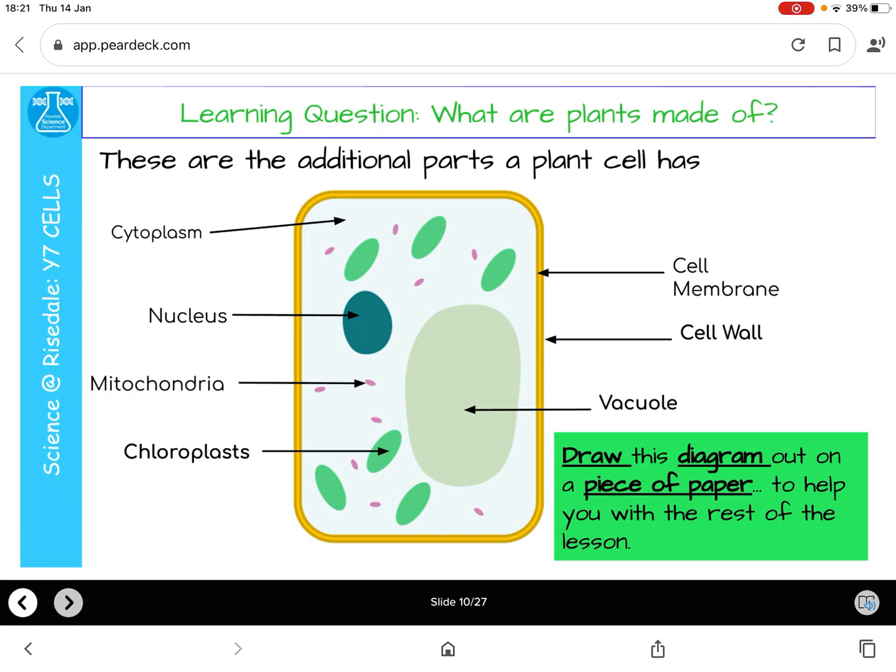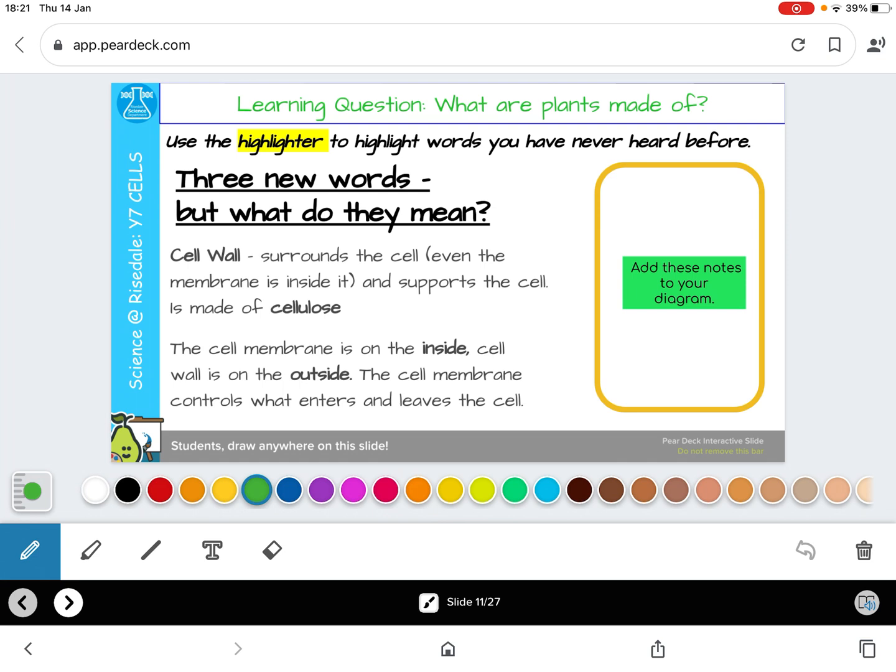So we've added extra parts to this cell, 3 new words, but what do they mean? So firstly, we have surrounding the cell something called a cell wall, and this supports the cell. It's made of a chemical called cellulose, but its main job is to support this cell. Plants don't have bones like humans do, so they need these strong cells to help them stand up. The cell membrane is on the inside, and the cell wall is on the outside. The cell membrane controls what enters and leaves the cell.